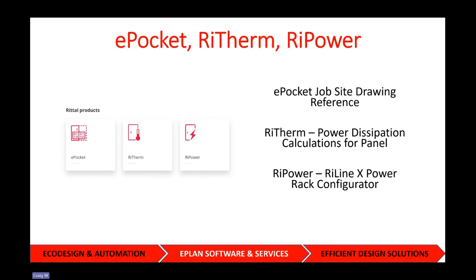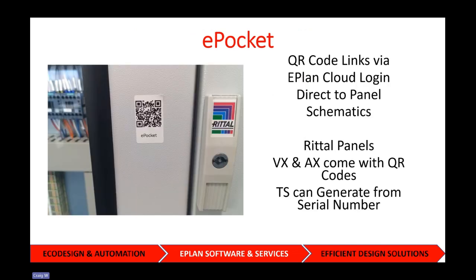So going into ePocket, ePocket allows you to generate or use a QR code associated with your panel so that you can scan it and get access to the PDF directly, or other documents. It's a document repository that you can use associated with a panel QR code. So what we have here is just a quick photo. We've printed one out for our demo panel.